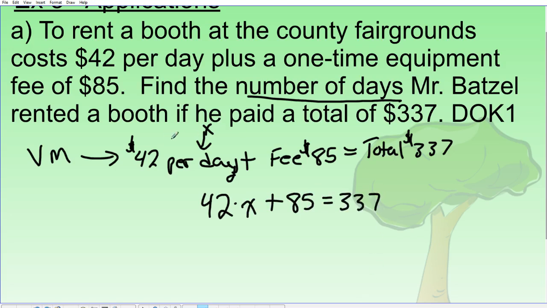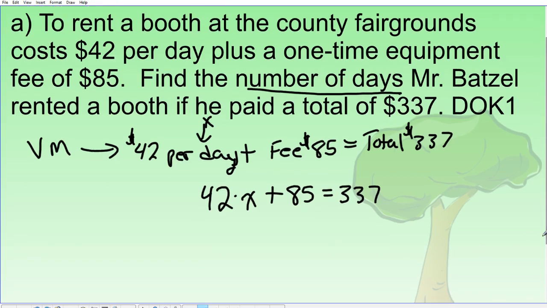So look at my verbal model here and look at my equation. Look how similar they are. That's why I do the verbal model. Because if you went straight from here to here, a lot of students would be confused.